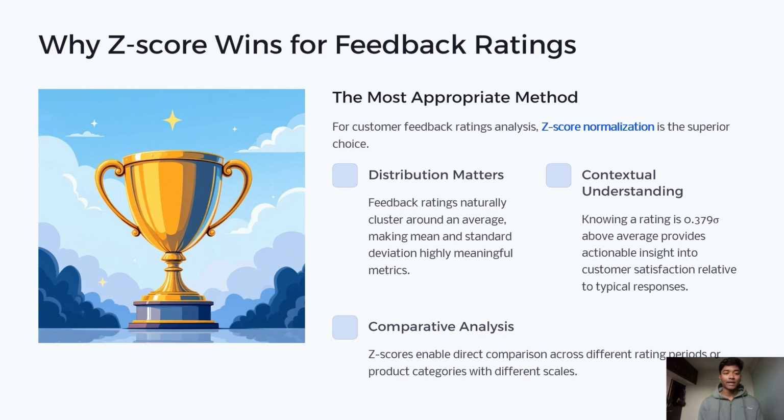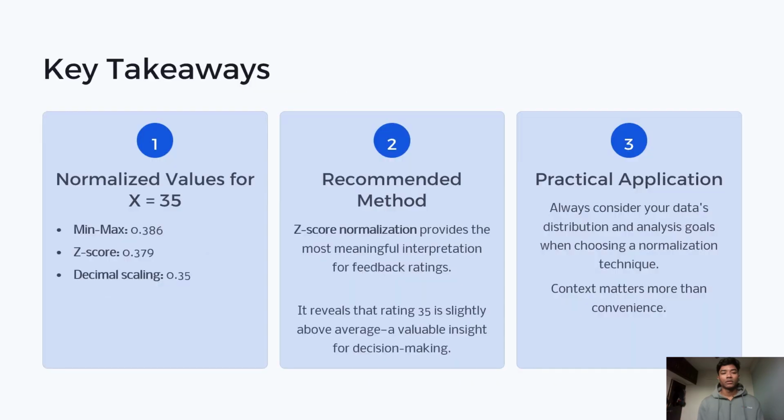Talking about the key takeaways now. To summarize, our normalized values for x equals 35 are: for min-max 0.386, for z-score 0.379, and for decimal scaling 0.35. Z-score normalization offers the most meaningful insight because it shows how the rating compares to the overall trend. Always choose your normalization method based on data distribution and goal of your analysis. Context is more important than convenience.